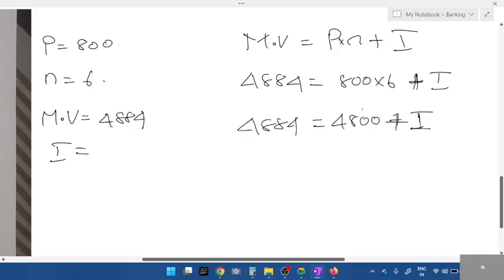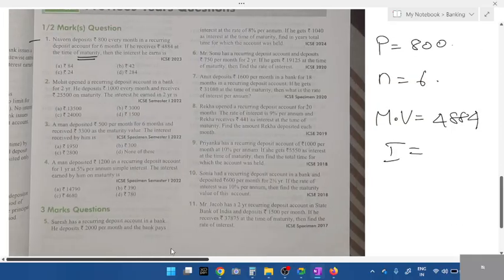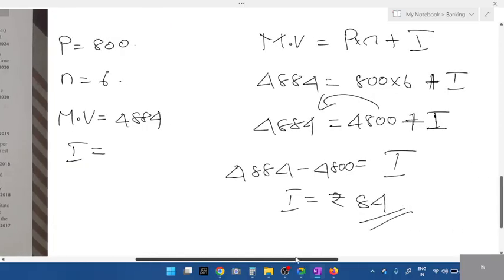On the right hand side, shift this, it becomes minus. I is equal to 4884 minus 4848. So interest is equal to rupees 84. Is this clear? All of you understood? Okay, students, any doubts in this? Rupees 84 is the answer.